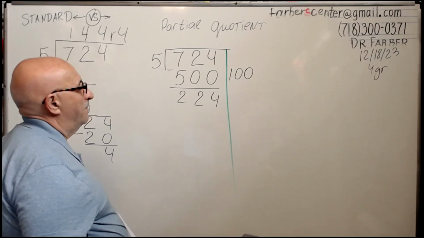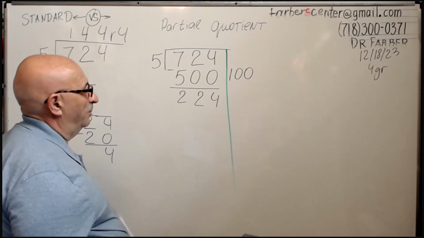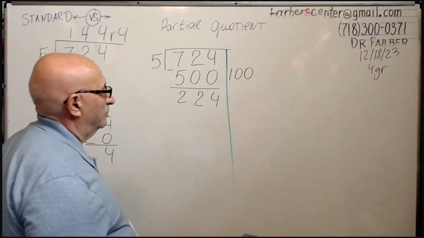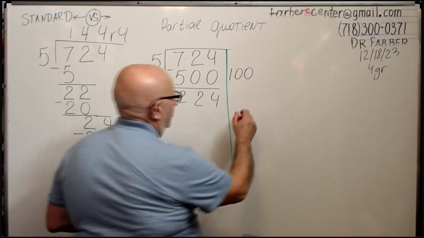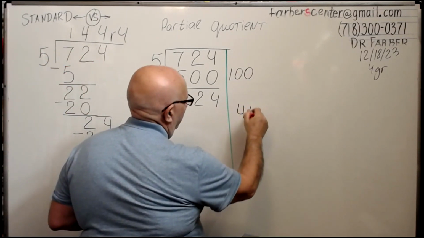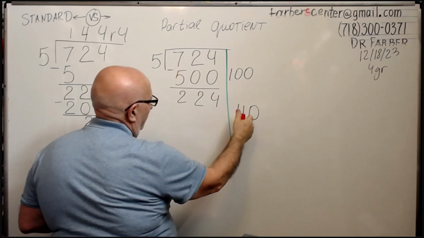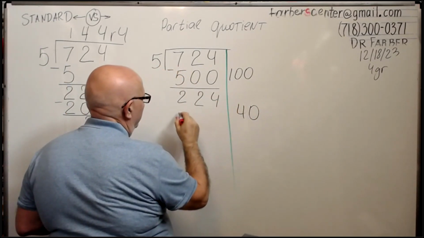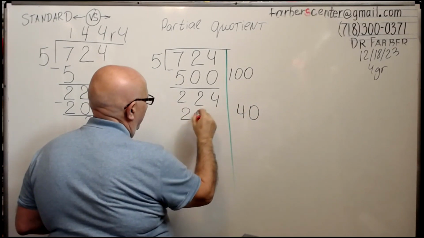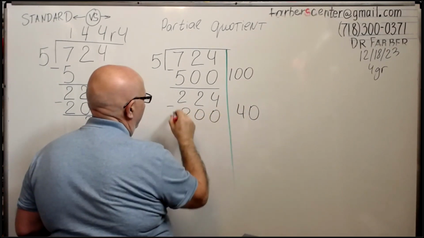We're supposed to write 20. I will choose 40. Why? Because 5 times 4 is 20, it's equal to 200, right? Makes sense? It's a question of experience. You got it?